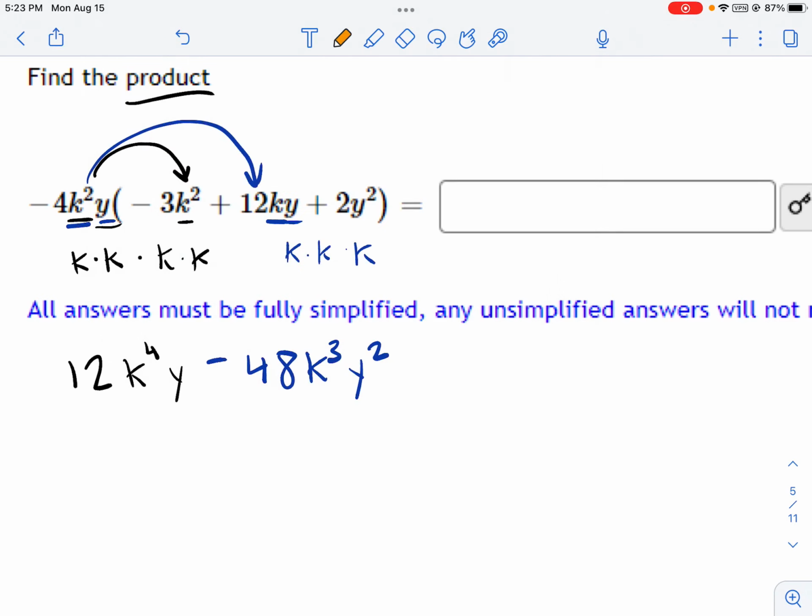Alright, and last but not least, bring it to our last term there. Negative 4 times positive 2 is negative 8. We have no k's on the second term we're multiplying to, so it's just k squared, it stays the same. And then we have 1y multiplied to 2y's, which is 3y's in total.